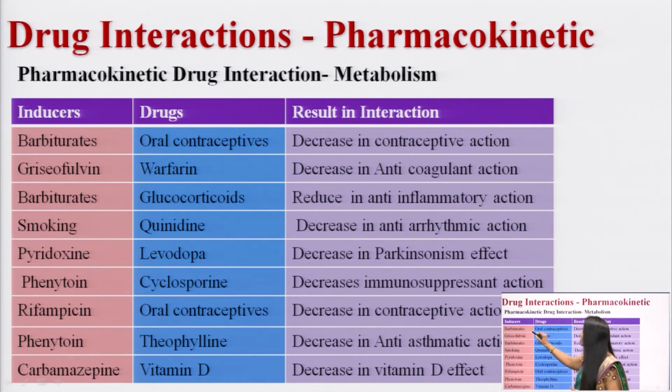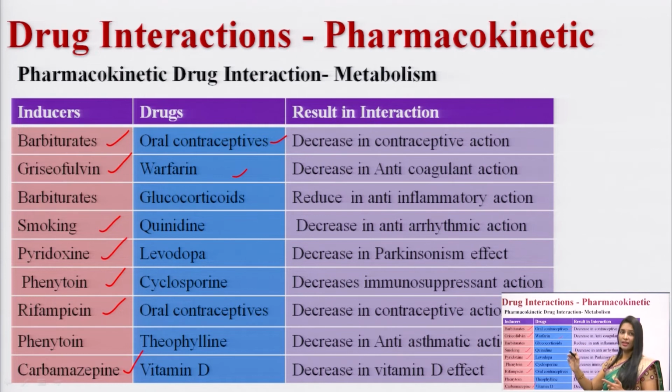So, these are the enzyme inducers. These are the examples which fall under enzyme inducers: barbiturates, griseofulvin, smoking, pyridoxine, phenytoin, rifampicin, carbamazepine. All these drugs are inducers. These drugs will induce the metabolism of other drugs, like contraceptives and warfarin. For example, here I have taken a barbiturate with oral contraceptives. Barbiturate is an enzyme inducer. It will induce the metabolism of oral contraceptives, and the effect of the oral contraceptives will be decreased.